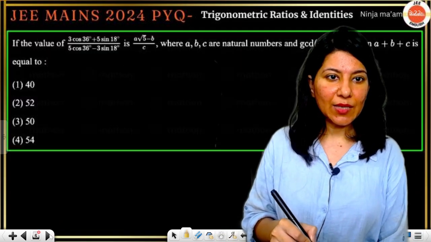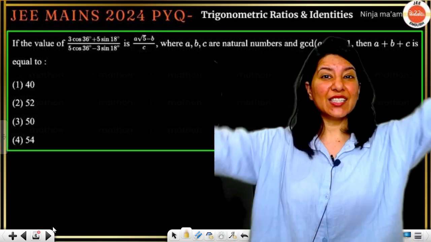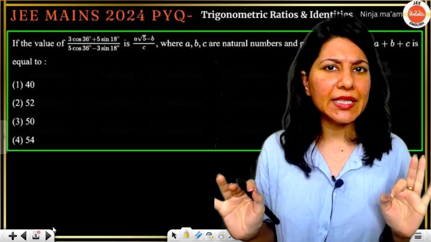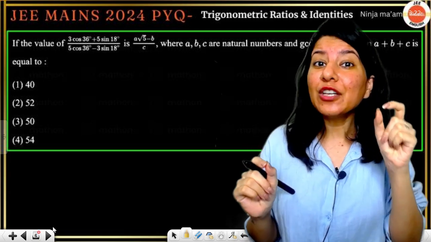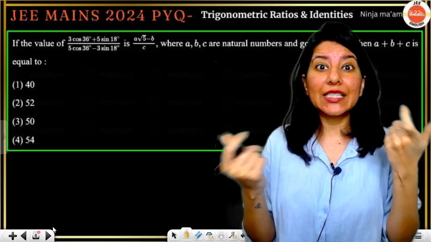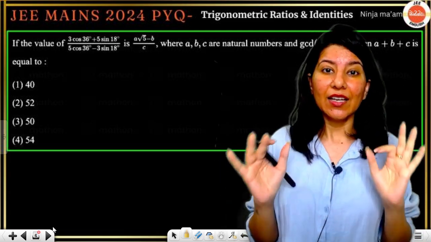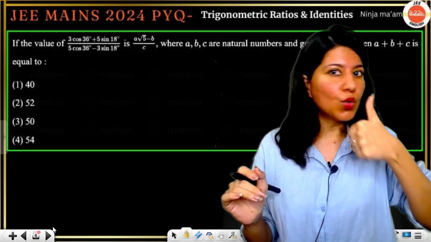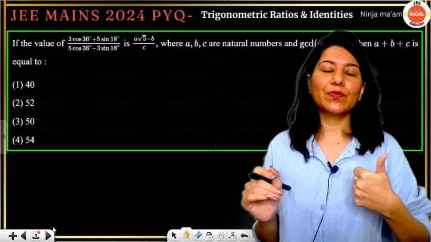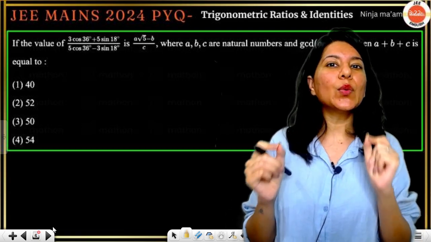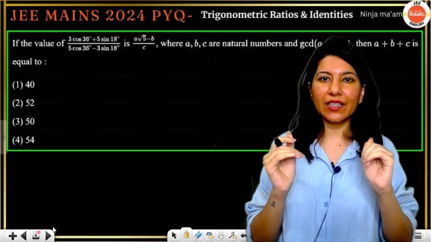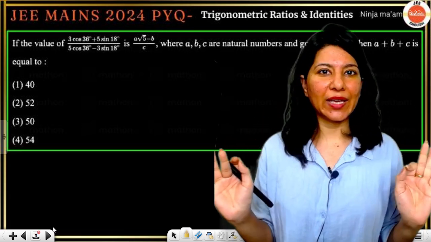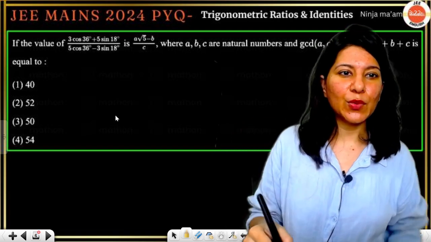Now let us quickly move on to the next question. This question is also easy, but it first involves your memory: do you know the values of special angles, cos 36 degree and sin 18 degree? If you know them, only then can you do it. And the question is a little bit lengthy, that means rationalization and a little bit of solving is involved. All right, so let us understand the question first.